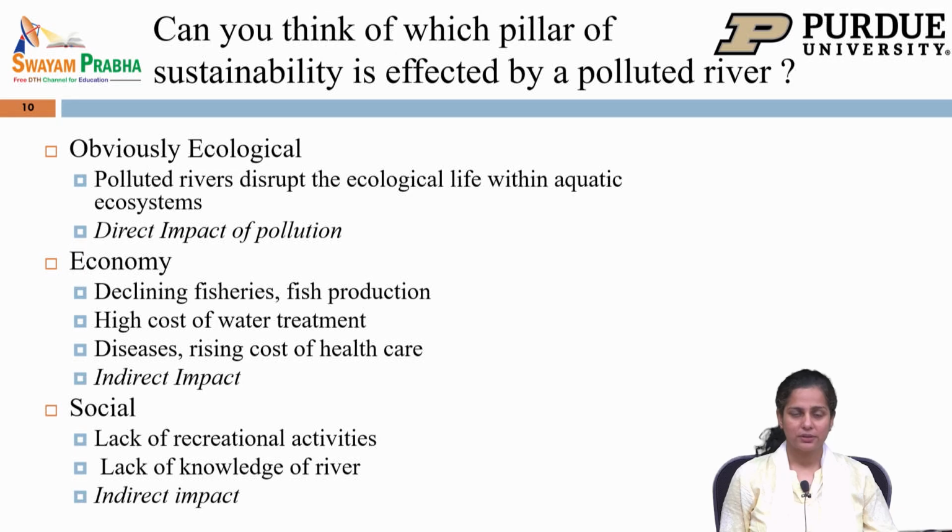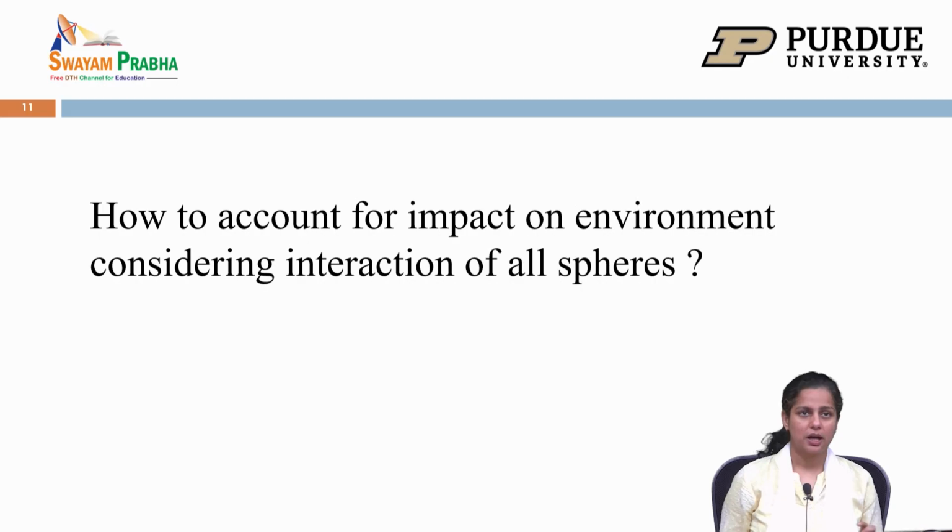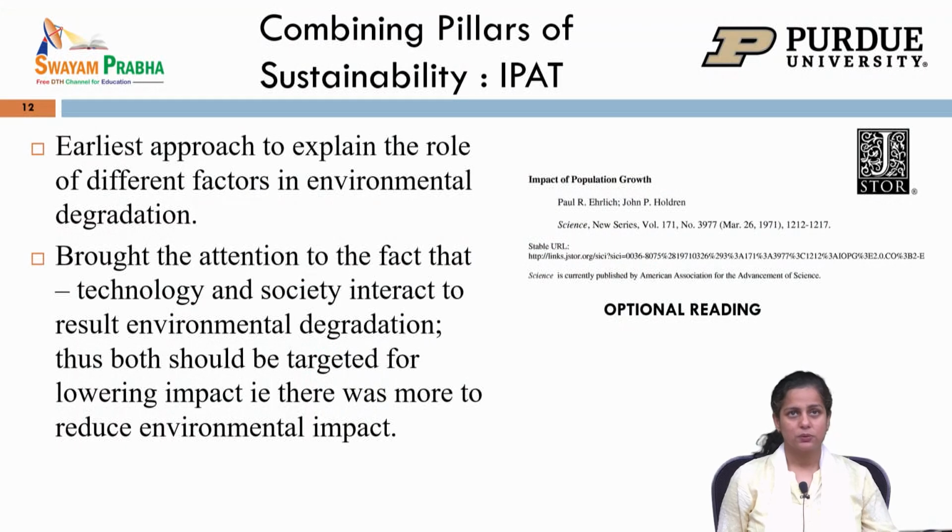Okay, so now we understand what sustainability means and what are the different pillars or different aspects of sustainability that we need to think about. So the next question is: how do we account for impact on environment considering interaction of all spheres? So when we think of accounting for impact on environment considering interaction of all spheres, the first equation that came was the IPAT equation. It's called the impact equation.